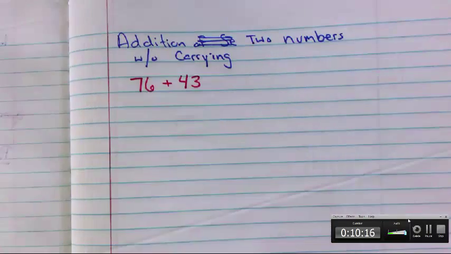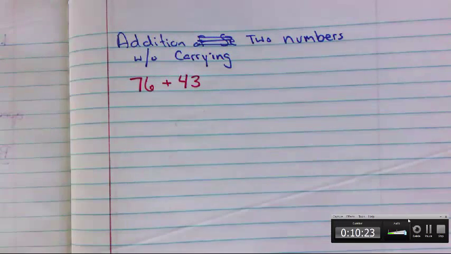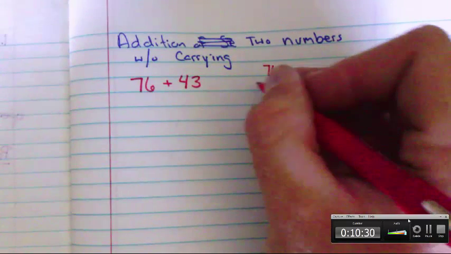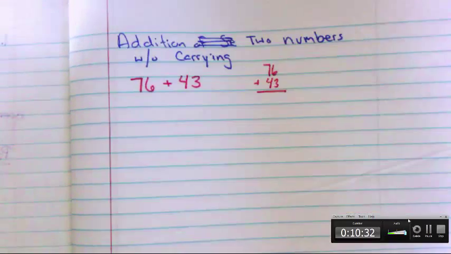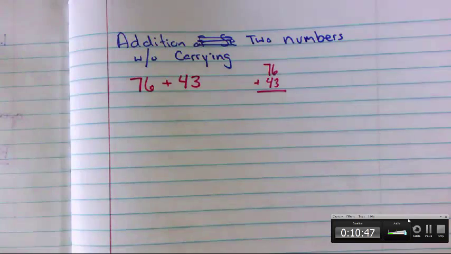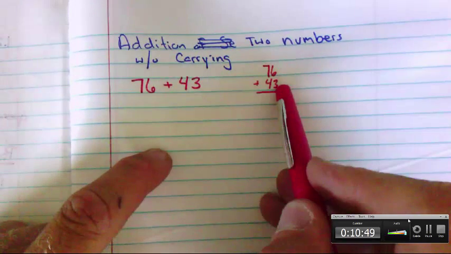Let's say we had this. 76 plus 43. We rewrite this using basic addition, so 76 plus 43. They have to be lined up based on the place value. So all of the ones have to be lined up, all of the tens have to be lined up, and so on and so forth.